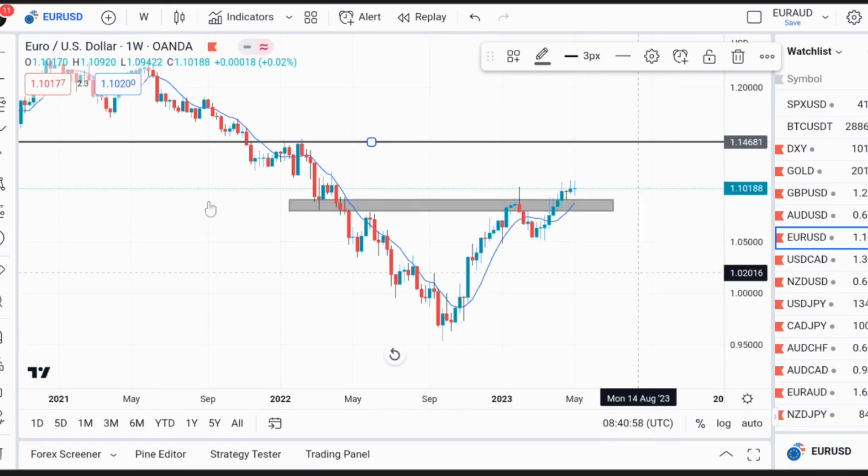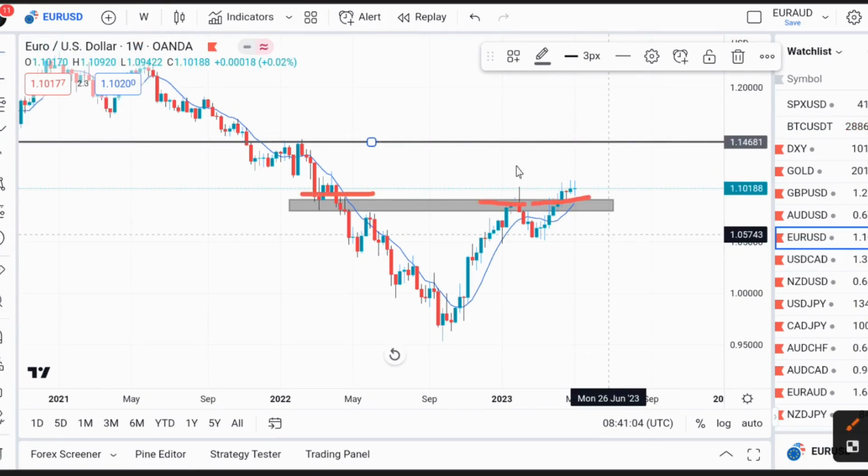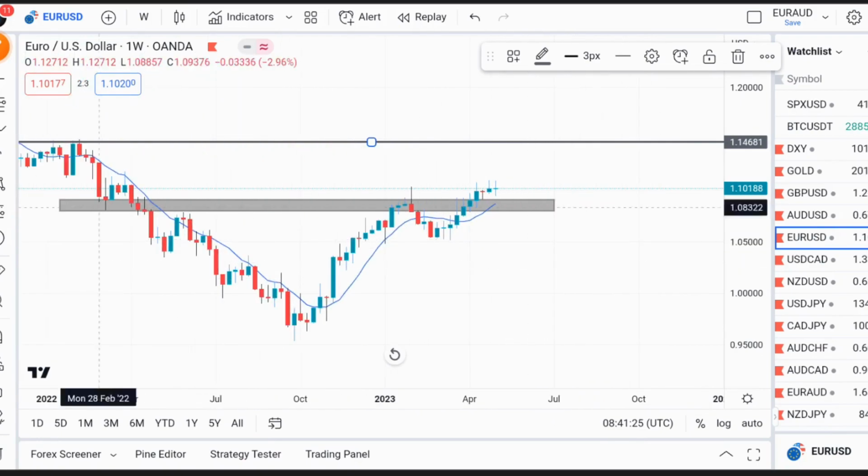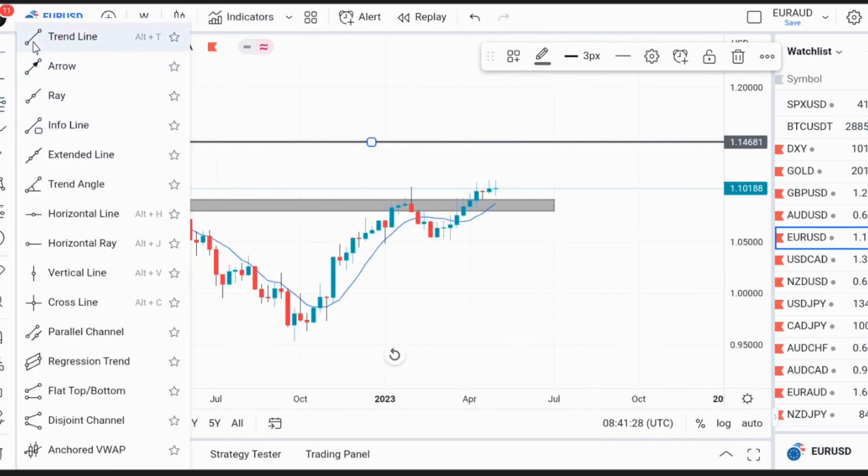So which means that we have a break of this resistance level right there, and it comes for a retest. So this is the next, this is our target at 1.14681. So EUR/USD, I'm looking for a move to 1.14681. And then another thing we can use to determine where the retracement might be over, even if you want to retrace, is to plot a trend line at that particular level.